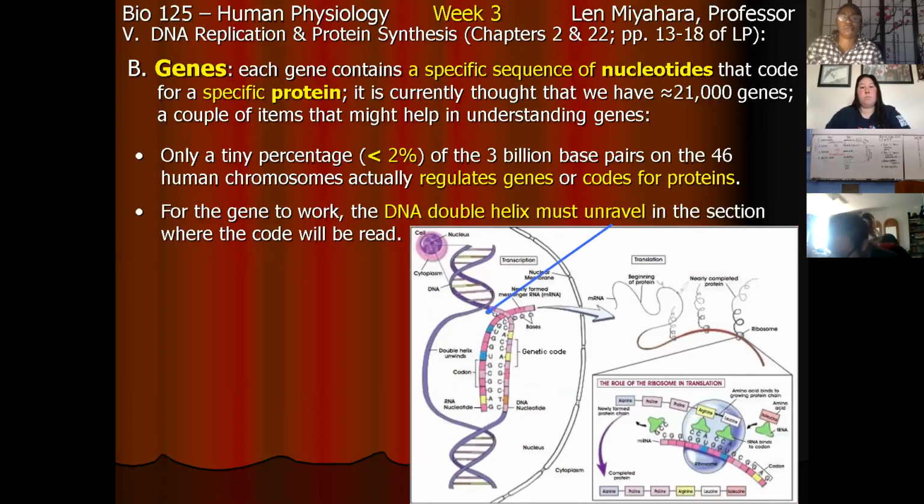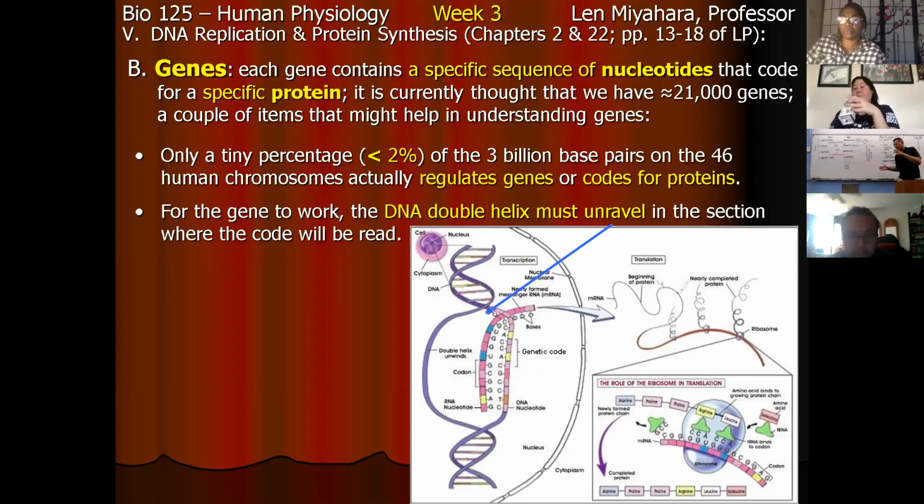Okay, so if we're going to do protein synthesis, first we have to find that less than 2% that is a gene, and then that double helix has to unravel at that spot. It doesn't do it all at once. It might for really short proteins like ADH and oxytocin, but for longer proteins, it's just going to do it in a sequence. It's just going to start with the first part, and then it's going to start copying this messenger RNA off of it.